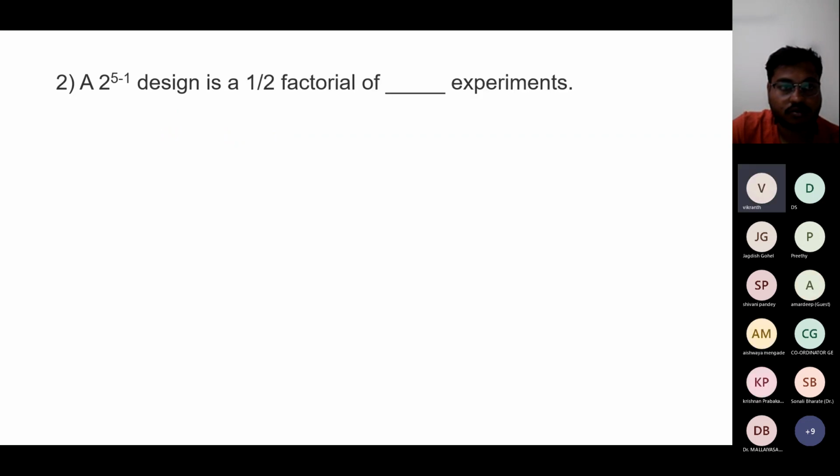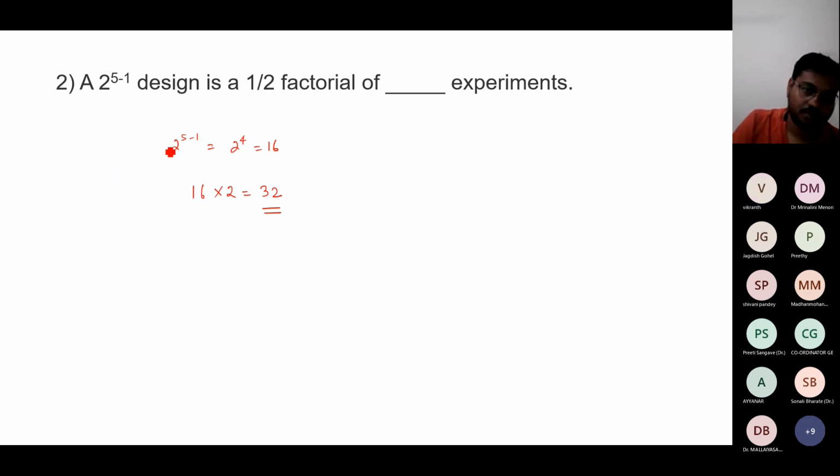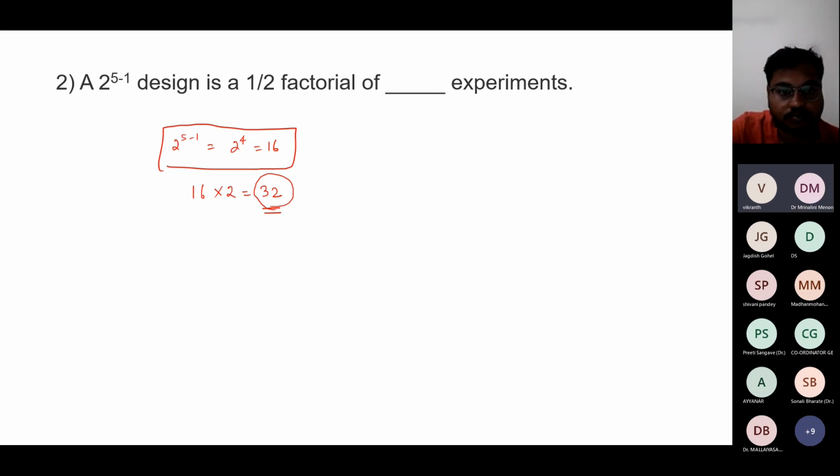Okay. So the next question is, 2 to the power 5 minus 1 design is a half factorial of dash experiments. So here, first we calculate similar to question one that in 2 to the power 5 minus 1, we have a total of 16 experiments. Then since we are asked for a half factorial, we'll multiply 2 with 16 to get the number of experiments in the full factorial design, which is 32. So the answer here is 32. Okay, the concept of half factorial.